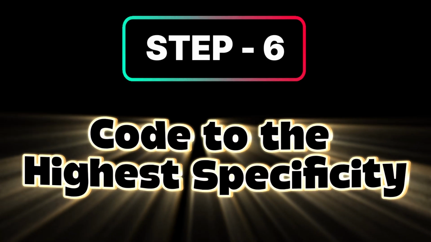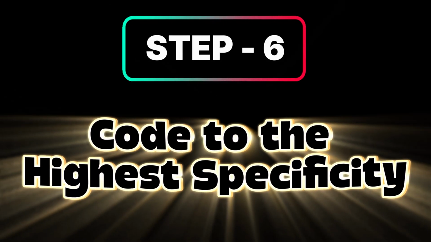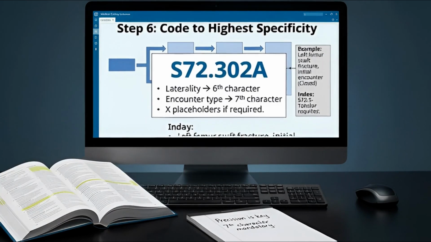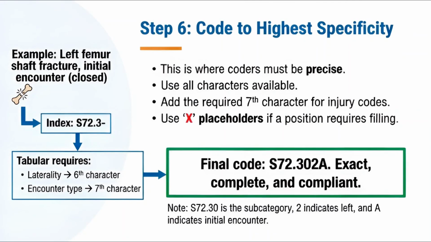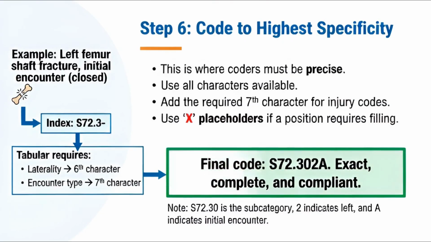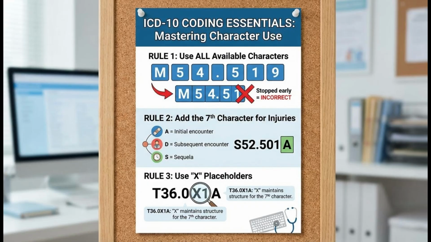Step 6. Code to the highest specificity. Step 6 is where your coding skills really shine, because this is all about precision. Once you reach the tabular list, your job is to make sure the code is complete, accurate, and fully detailed. And that means using every character the code requires. Here's what you must remember. 1. Use all characters available. If the code expands to 4, 5, 6, or even 7 characters, you must use them. Stopping early means stopping incorrectly.